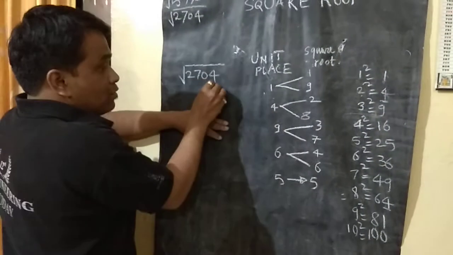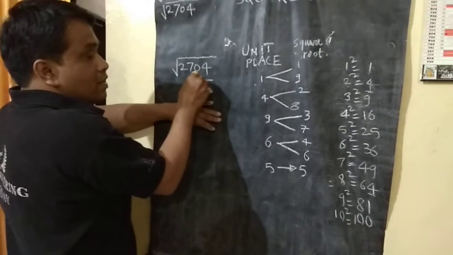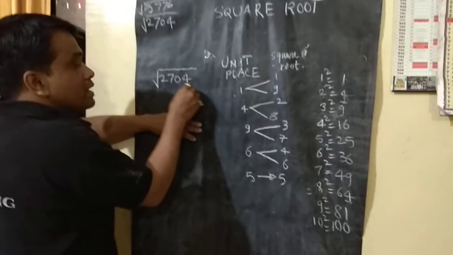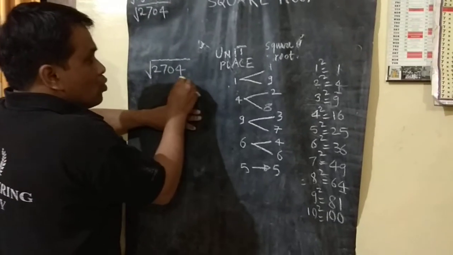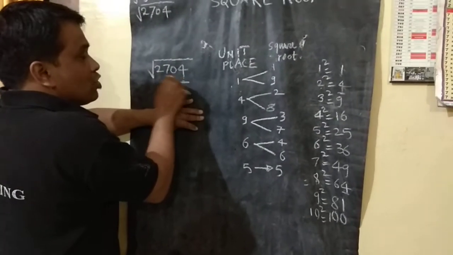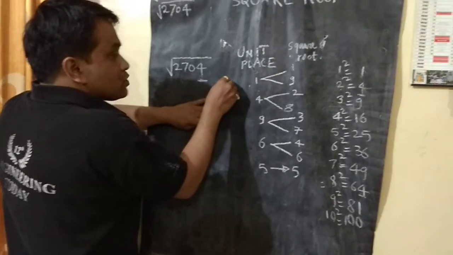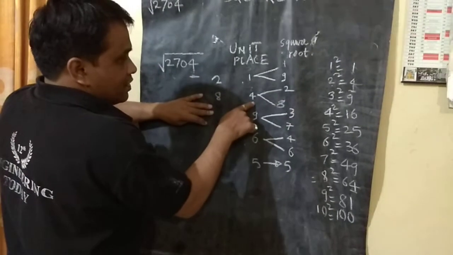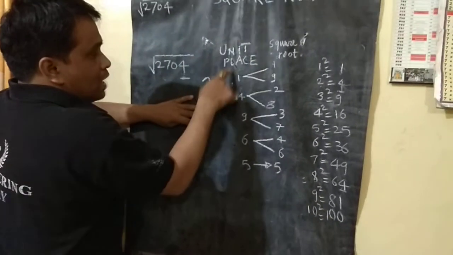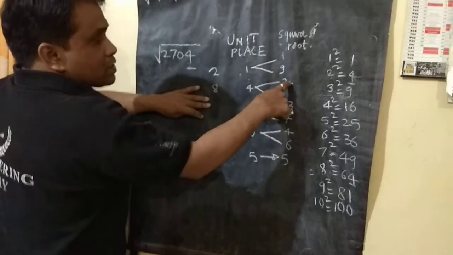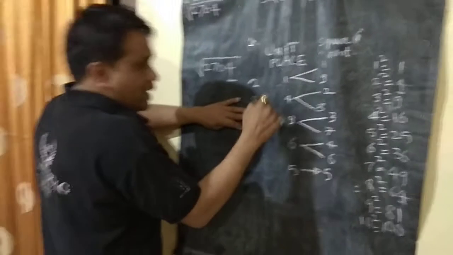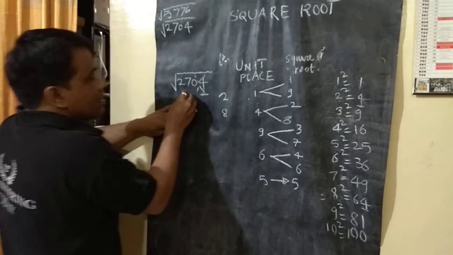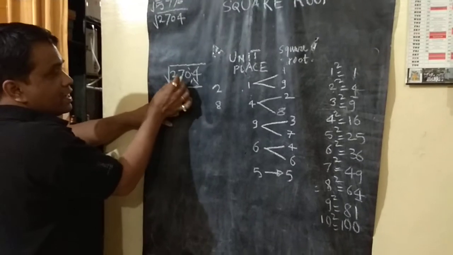So I am not talking about the square root of 4. The number whose unit digit is 4, we are interested to find out the square root of that. The possibility of square root may be 2 or 8. Unit place is 4, the possibility of square root is 2 or 8. Then the next step is that you leave these two digits, then consider this number.